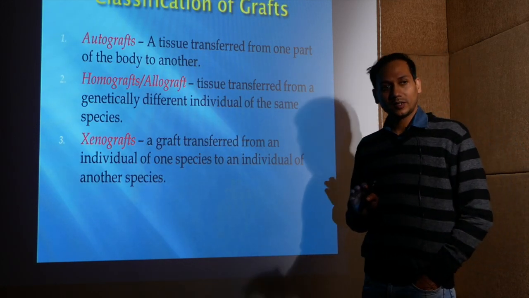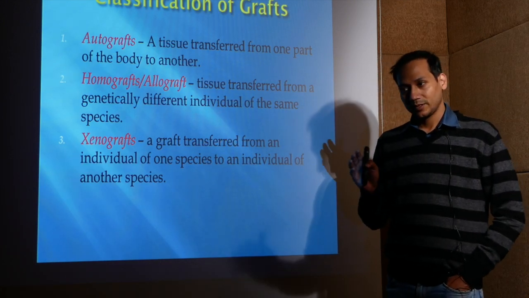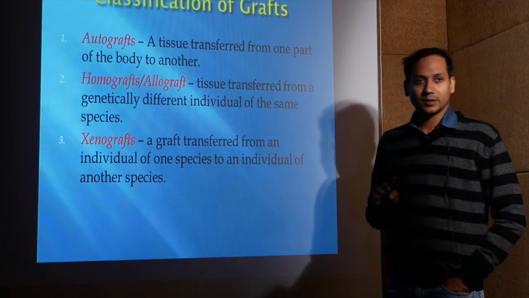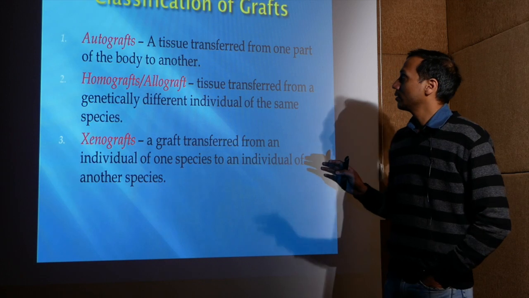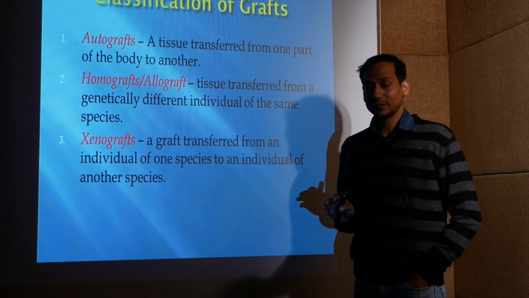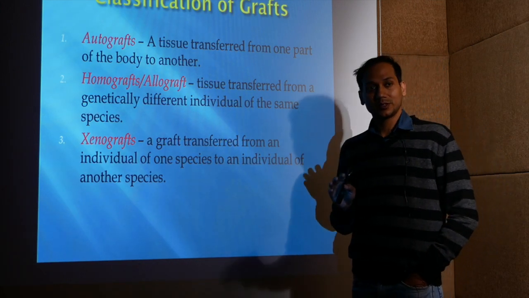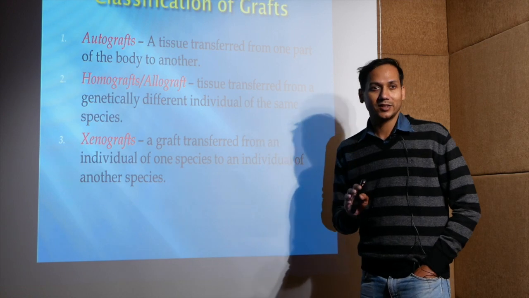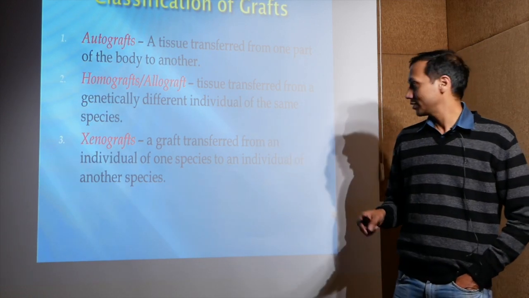Now, classification of the graft. Most commonly the graft used is the autologous graft, in which we use the graft from the same person, meaning from the body of the person. Another is the homograft, in which we use transfer within the species, but they are genetically different. In the xenograft, it is taken from a different species.